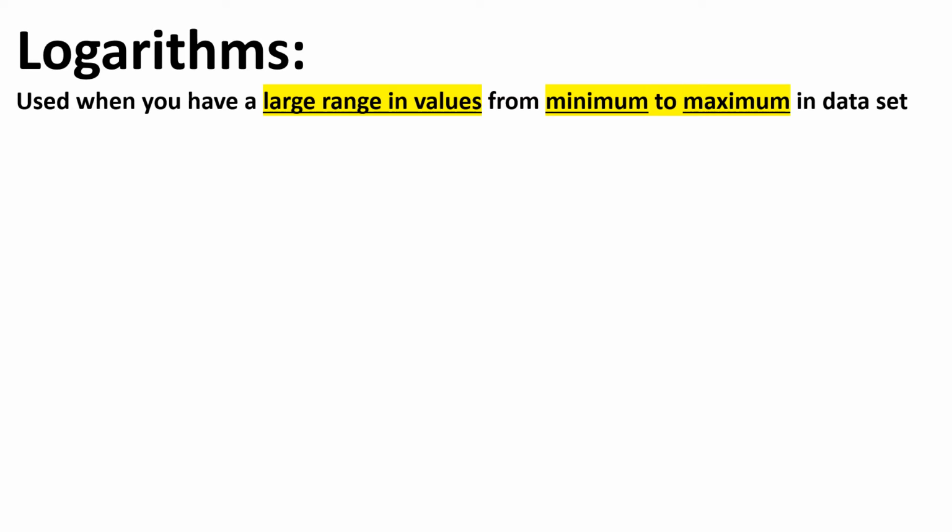Okay, so we know we're going to use a log scale when we've got a large range in values from the minimum value in the data set all the way up to the much bigger maximum value. So if the difference between the minimum and the maximum values is very big, what we can do is convert the values into a log value. In the exams, you often see the question, why would you use a log scale? And it's not because we've got big numbers, but because we've got a very big difference between the smallest number and the biggest number in a data set.